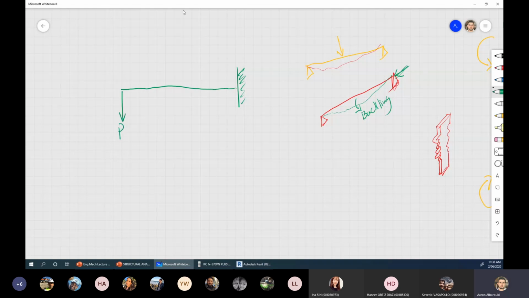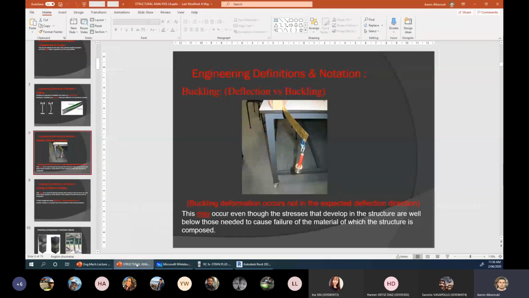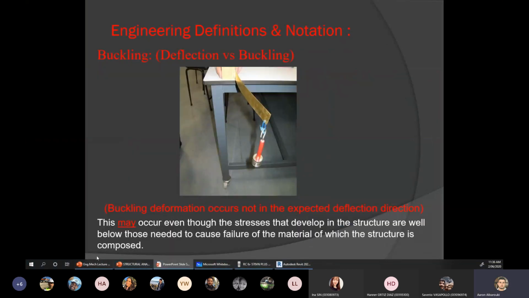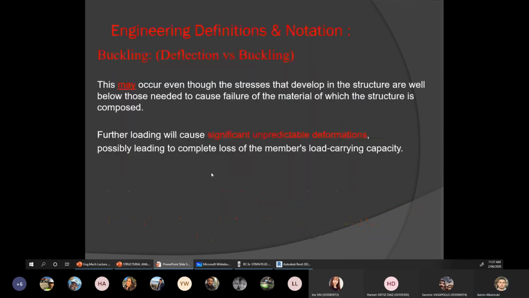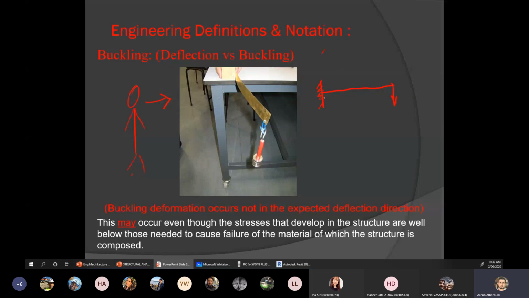So you do expect this ruler simply to, if I'm looking at it from the side, if I'm standing here and looking at it from the side, what I'll be seeing is the ruler, this is the load acting down, and what I'm expecting to see is that the ruler should deflect that way.